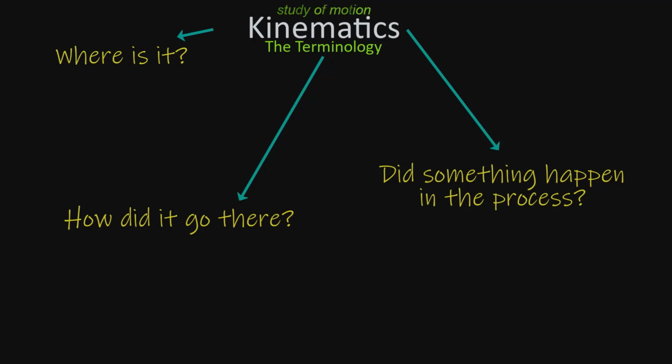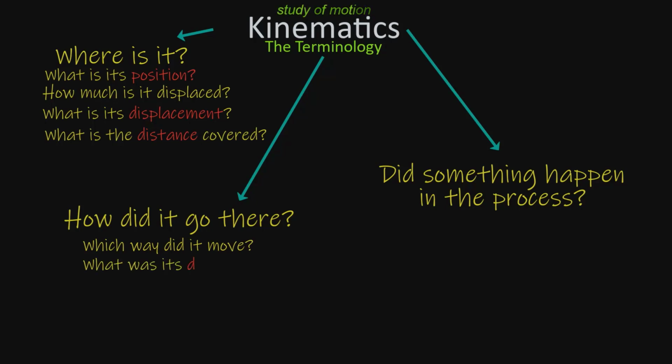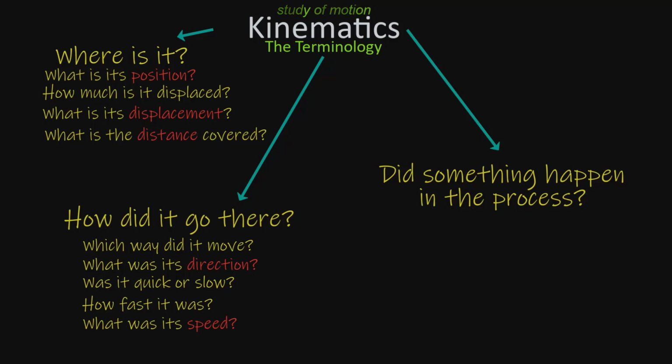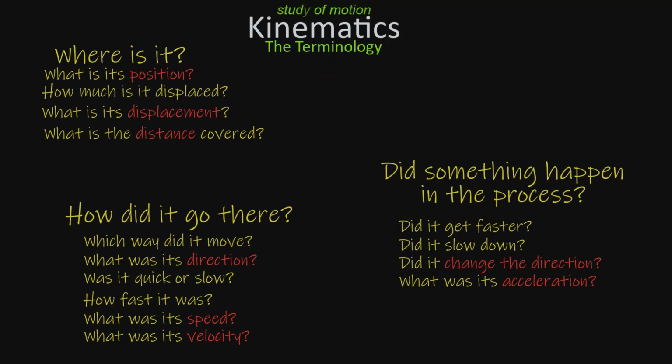When you ask where is it, you actually wonder what its position is, how much it displaced, what is its displacement, what is the distance covered. When you ask how did it go there, you wonder which way did it move, what was its direction, was it quick or slow, what was its speed, what was its velocity, did it get faster while moving, did it slow down, did it change the direction, what was its acceleration. These questions lead us to define the terminology of kinematics. We need to know what these are.